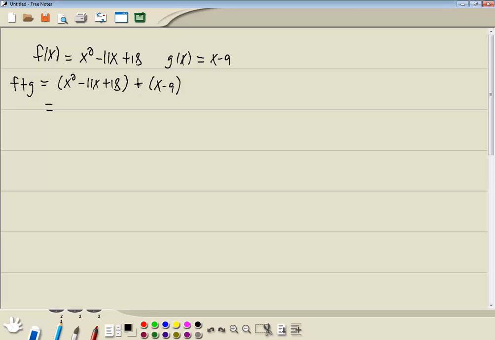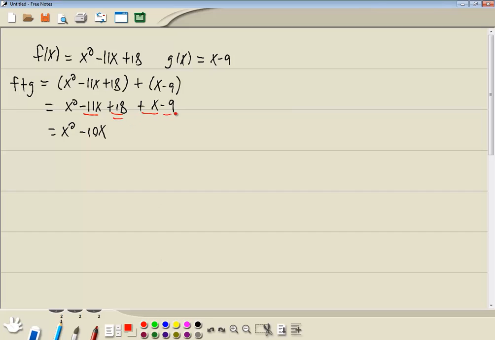Now the plus doesn't actually do anything, so we can just drop these parentheses. So we got x squared minus 11x plus 18 plus x minus 9. When I say it really doesn't do anything, it doesn't change signs or do anything like that. Now we're going to combine together like terms. Like terms, where you got the same variable, the same power. Here's an x and here's an x. Negative 11x plus x gives us negative 10x.